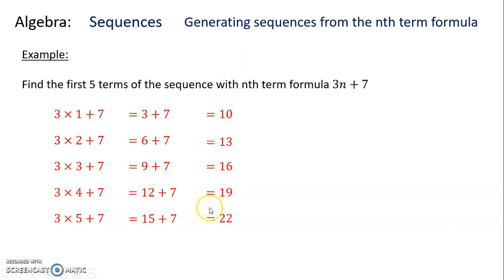So these are the numbers which are forming my sequence. Useful little check is to say, well, if I know that my nth term formula has a 3n, then I know that my sequence is going up by 3 every time. So in the end, I should find that I'm going up by 3 every time, which I am. And so this is my answer. These are the first 5 terms in my sequence.